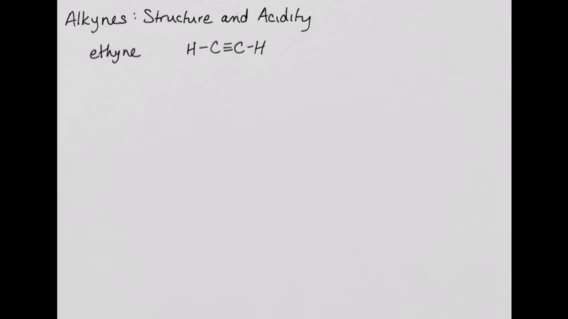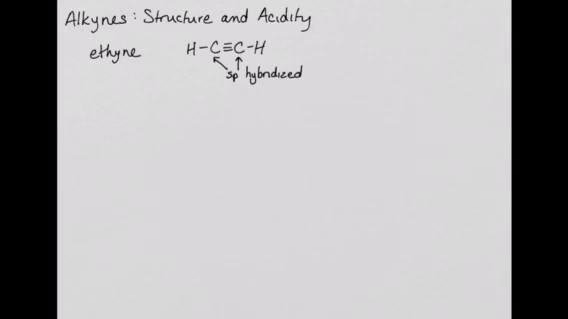The topic of this lecture will be the structure and acidity of alkynes. Alkynes are molecules that contain carbon-carbon triple bonds, the simplest of which is ethyne. The triple bond requires 2 pi bonds, requiring 2 free p orbitals on each carbon, meaning that each of the carbons involved in the triple bond are sp hybridized.